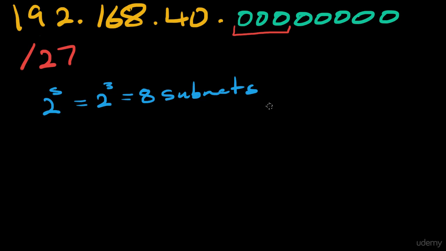We therefore will get 8 subnets, each of which giving us 2 to the power of 32 minus 27, which is 5, minus 2, which works out to 30 IPs. So we will get 8 subnets, each of which giving us 30 IPs.